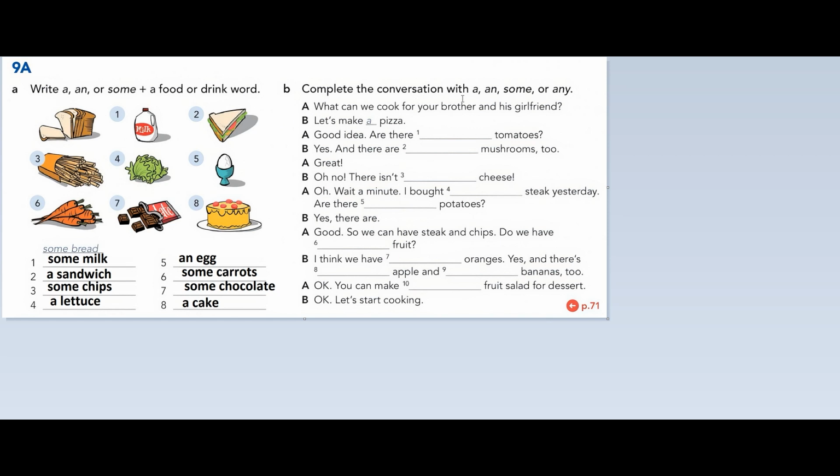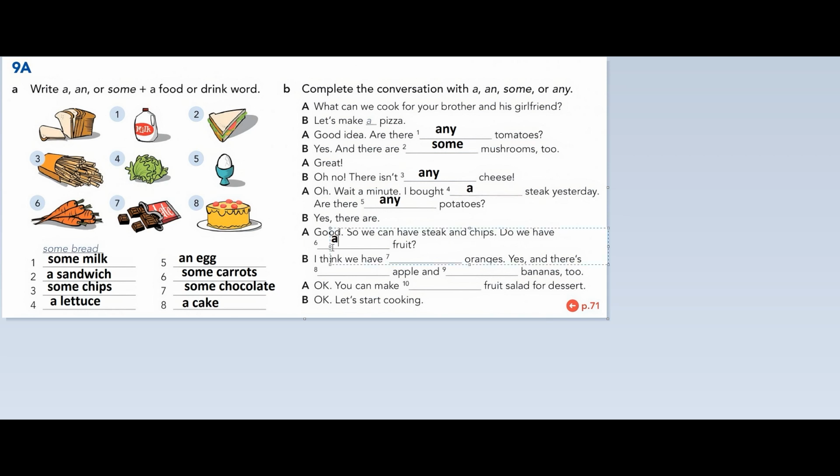Complete the conversation with a and some or any. What can we cook for your brother and his girlfriend? Let's make a pizza. Good idea. Are there any tomatoes? Yes. And there are some mushrooms too. Great. Oh no, there isn't any cheese. Oh, wait a minute. I bought a steak yesterday. Are there any potatoes? Yes, there are. Good. So we can have steak and chips.